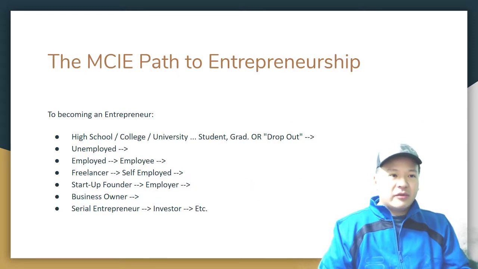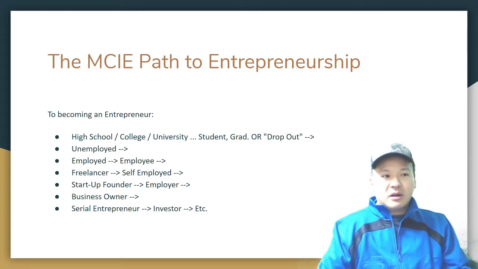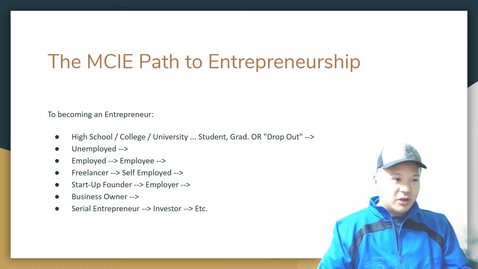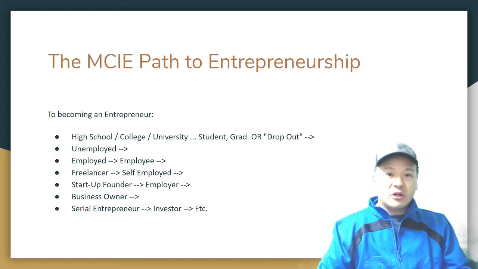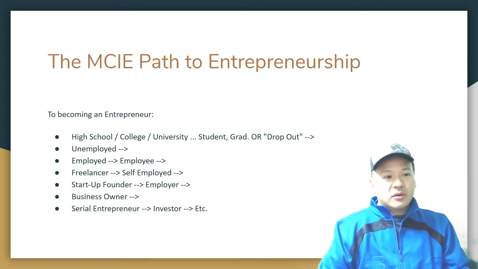The MCIE path to entrepreneurship, as we see it, is that to become an entrepreneur, you go through different stages of your life and career. Maybe you're young and still in high school, or in college or university, doing your master's or a PhD. You could be a student, or a graduate, which means you've finished and got your diploma, certificate or degree, or you could be a dropout, which is also fine. We don't pass any judgment. A lot of successful people are dropouts, so no worries there.